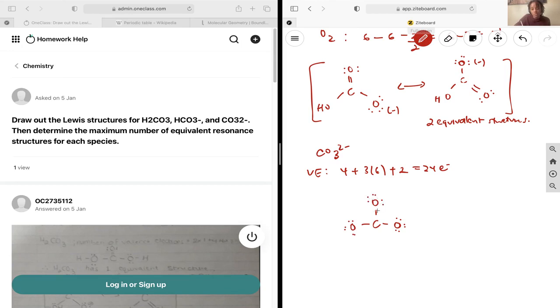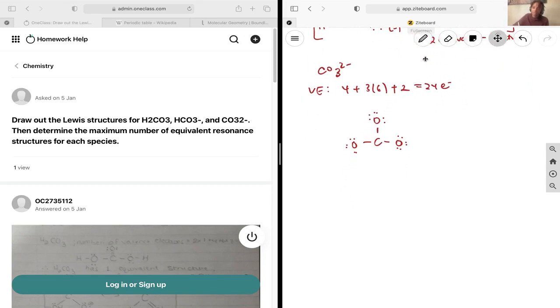We have 2, 4, 6, 8, 10, 12, 14, 16, 18, 20, 22, 24. Let me just make sure I got that right. 6 by 3 plus, sorry, 2 by 3, 3 by 2 for the bonding electrons, and that's going to give us 18 plus 6, which will give us indeed 24 electrons as counted out. So yes, this is all correct so far.